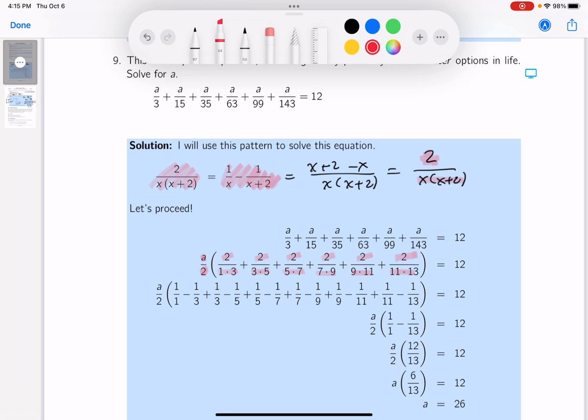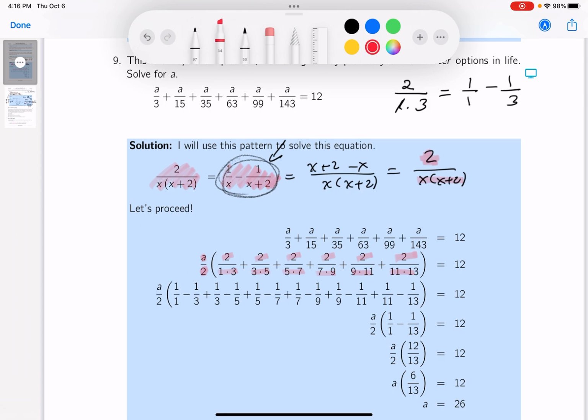All right? And then what do I do? I use this over here to split the term. I'm going to split the terms. So let me write that down for you. So 2 over 1 times 3, again, we're using this. Well, that would be 1 over 1 minus 1 over, well, let's see, it would be 1 plus 2, which is 3. All right? That makes sense. So I can write these down. So I want to point out what I'm doing over here.